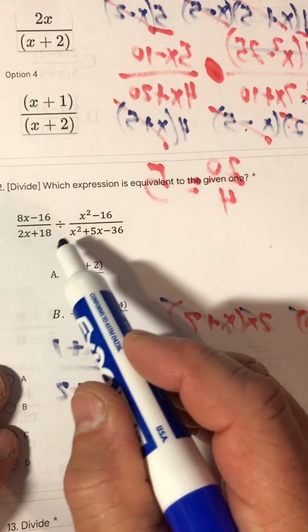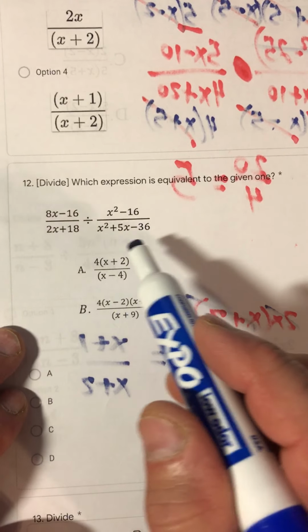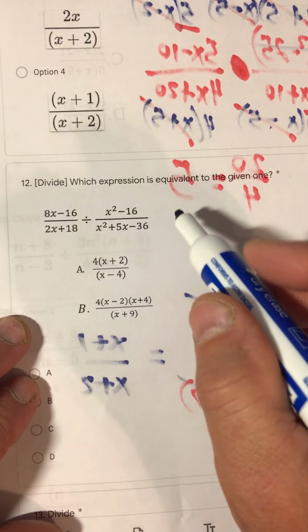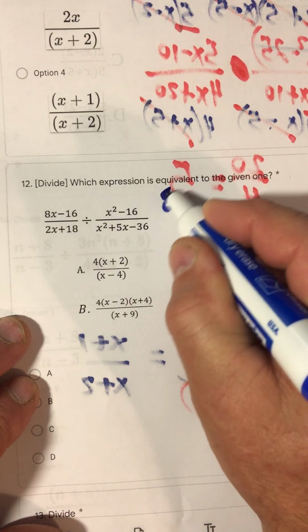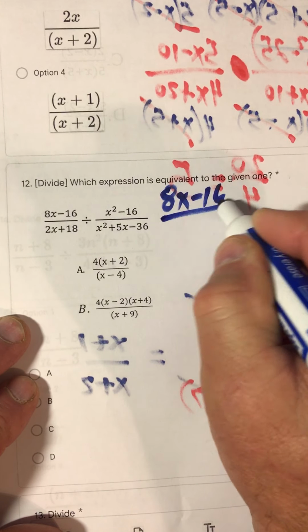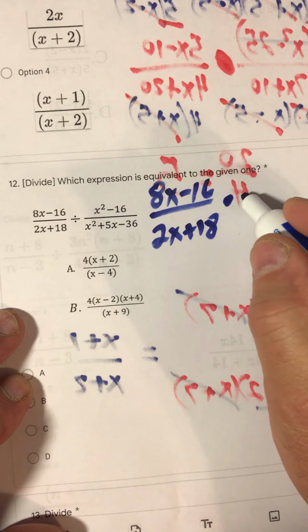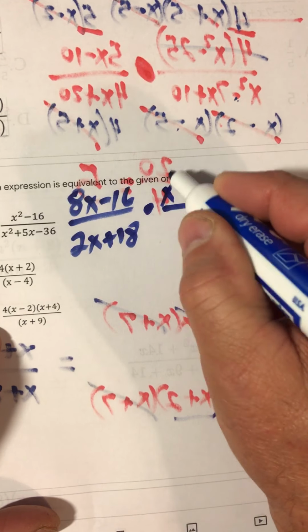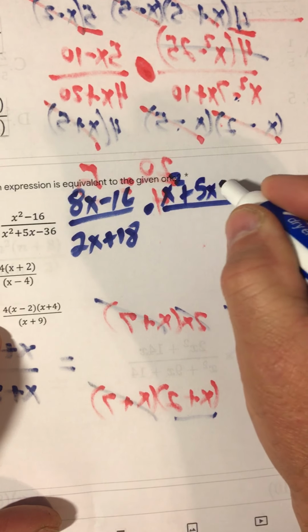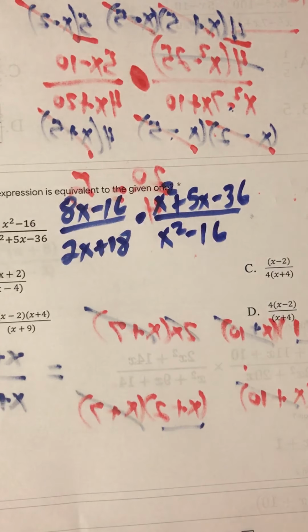All right, so number 12. We're dividing. So when you divide, you rewrite the setup so that it is the first fraction, keeping it the same. So we got 8x minus 16 over 2x plus 18. Turn this into a multiplication, flipping the second fraction. So x squared plus 5x minus 36 over x squared minus 16. Start factoring.